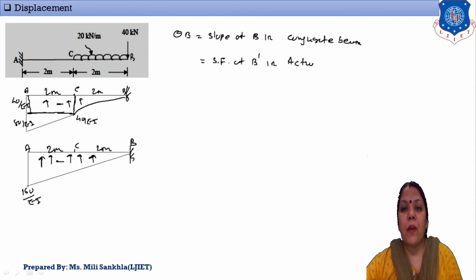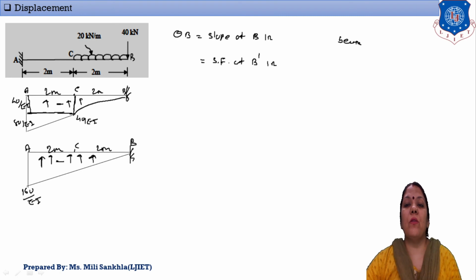Slope at B, here we write down, make a correction, because the actual beam is subjected to this. Change the condition, because the slope we find out in our actual beam is the slope at B in actual beam, because in the definition we already learned, and SF at B dash in our conjugate beam.